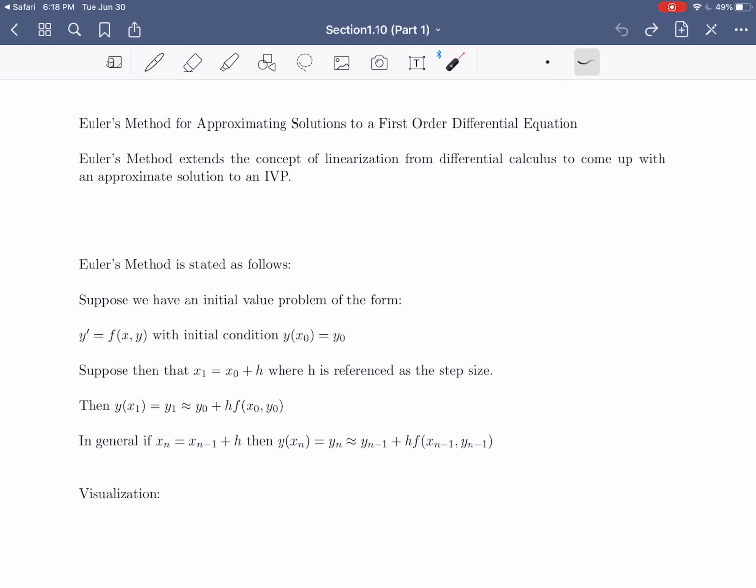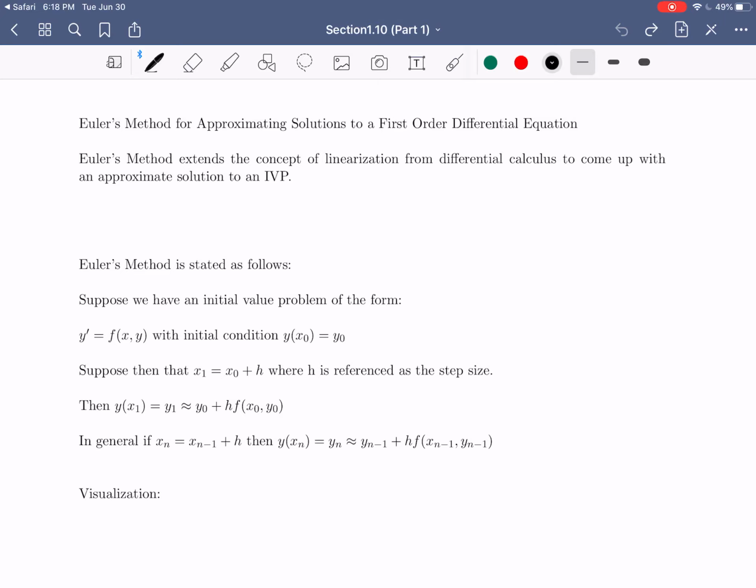Your book goes through several different methods for doing these approximations. I believe that they talk about the Euler method, which is the one we're going to discuss. They also talk about a modified Euler's method, Heun's method, and a Runge-Kutta method. Those are all great ways of coming up with approximate solutions, and they're all very interesting.